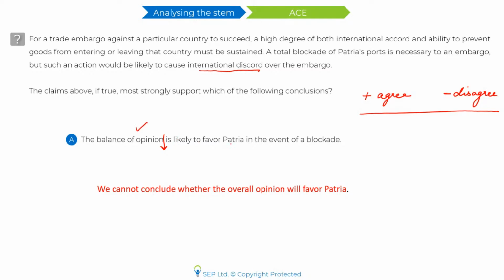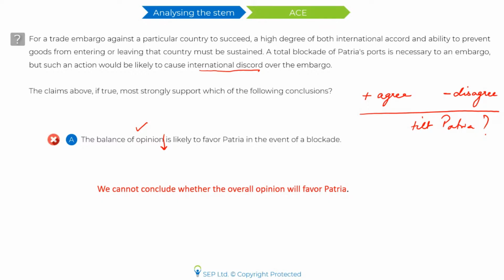Is likely to favor Patria in the event of blockade. Hold on. This balance, will it tilt in favor of Patria? I'm thinking, can I say that? Well, I don't know how many will agree. If more people agree over the discord, then it will tilt against Patria. If more countries disagree with the embargo, it will tilt in favor of Patria. So I cannot infer A.